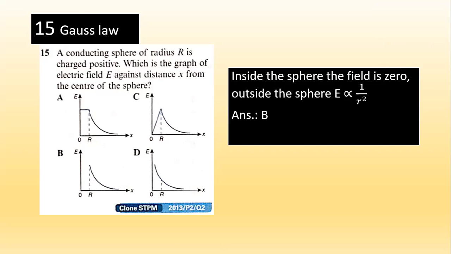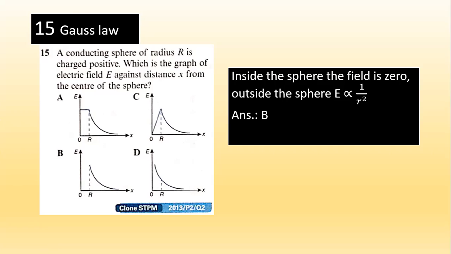Wait, let me get this straight. Between inside and outside of the sphere, right, teacher? Since they say the conducting sphere of radius R is charged positive, did they mention whether it was inside or outside? This graph is for inside and outside. That's the radius of the sphere, so this is inside. The big R is the radius of the sphere, and x is the distance from the center.